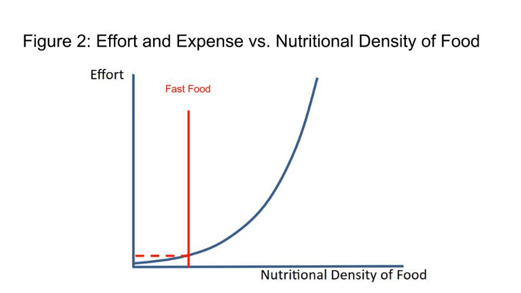Consider a trip to the local fast food store. It takes minimal effort to travel there, because they're on every street corner, and fast food is cheap. But a trip to the nearest organic grocery store most likely takes longer to travel and is much more expensive. Thus, an increase in nutritional density requires an increase in effort and expense.